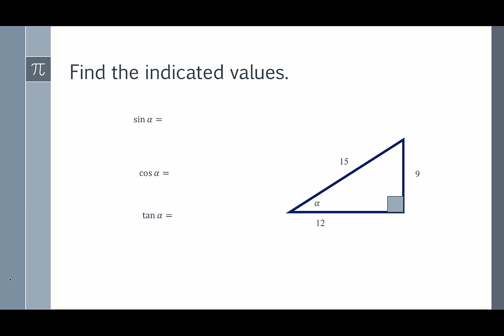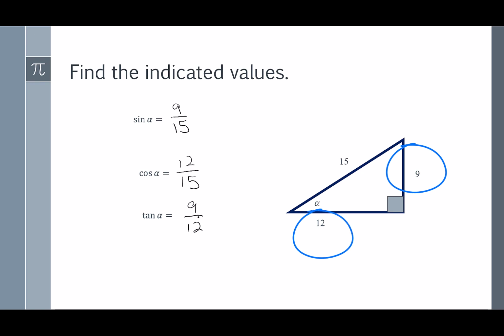Our second triangle has a reference angle of alpha. Sine of alpha will be the opposite 9 over the hypotenuse 15. Cosine of alpha will be the adjacent 12 over the hypotenuse of 15. Tangent of alpha will be the opposite 9 over the adjacent 12.